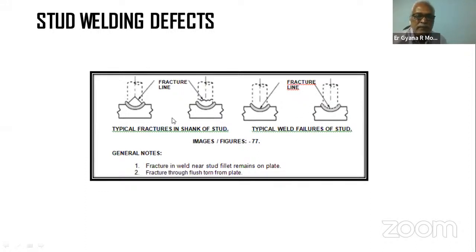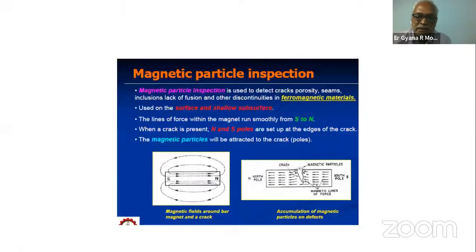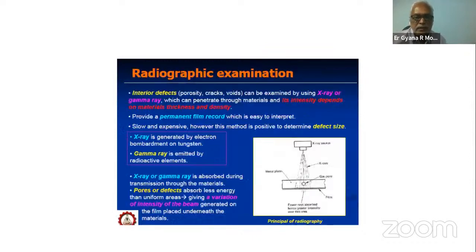This is the fracture line. So these are the different fractures. Studying the fractures, we can find out what has gone wrong with the settings. Then there's magnetic inspection. This also gives you the defects, the cracks, because of the magnetic lines of force. Where you put ferromagnetic material, all the discontinuities can be studied.